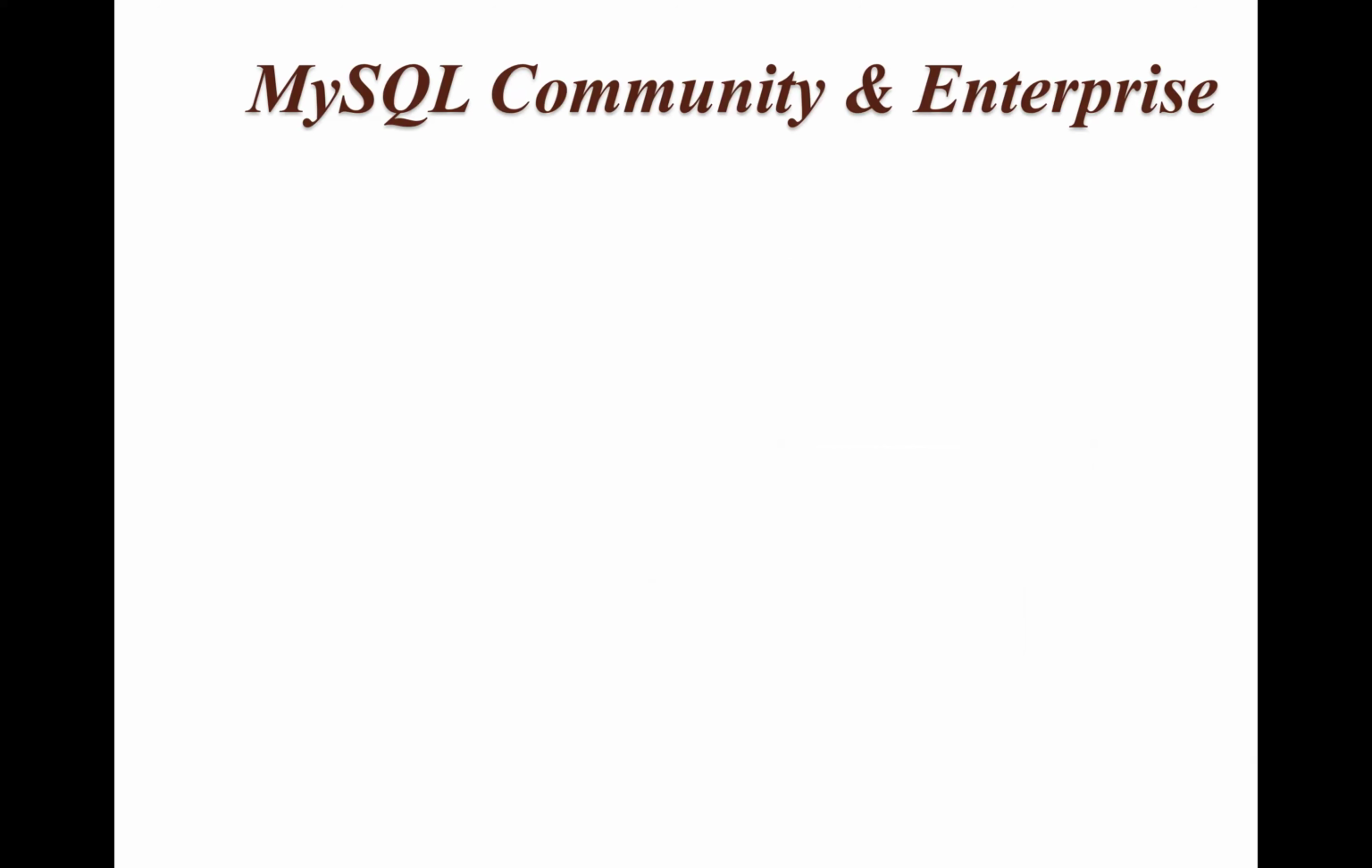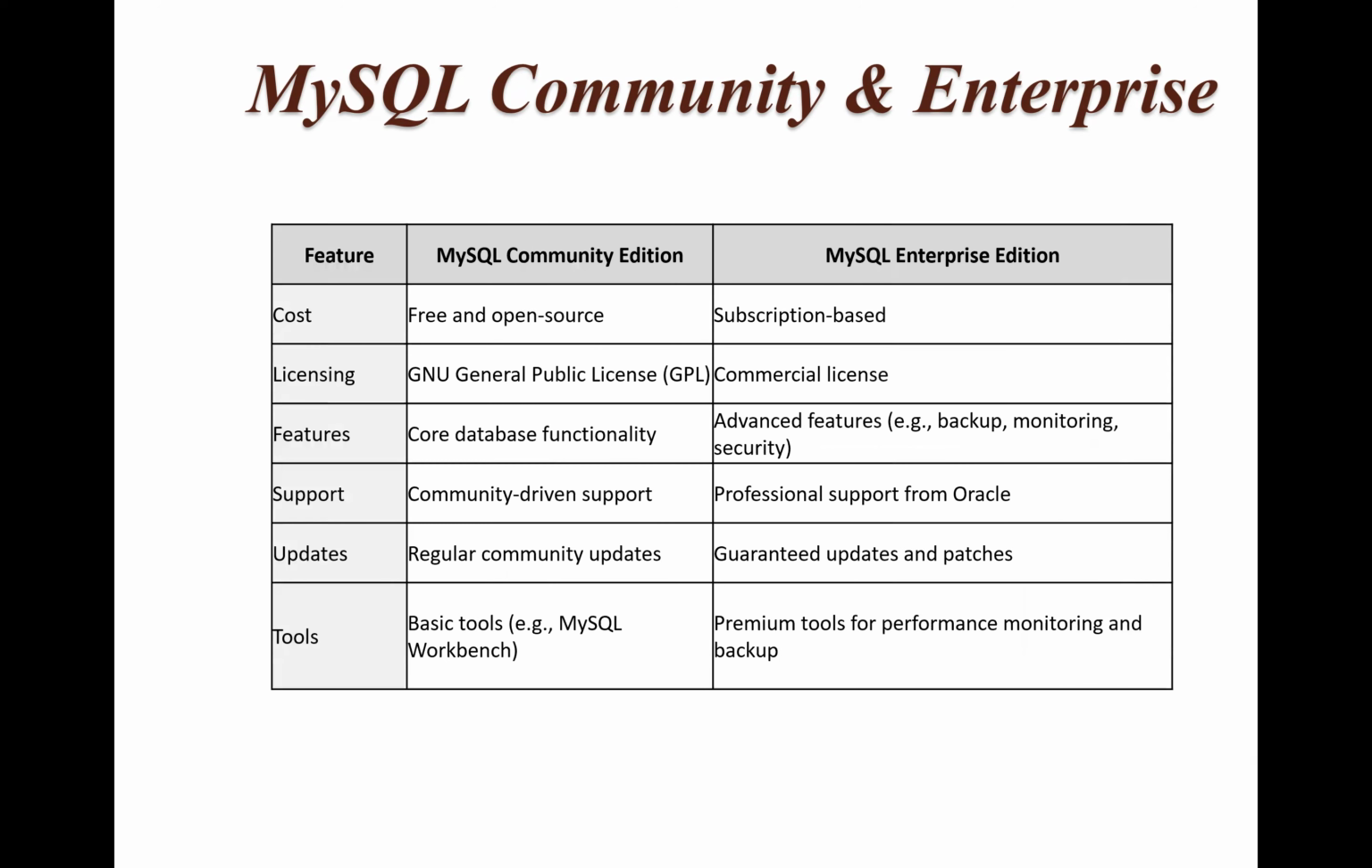Community and Enterprise. As I told in the previous slide, we have the Community and Enterprise editions. We are going to see the small differences. Cost: Community Edition is open source, there is no need to pay anything. Enterprise Edition is subscription based, so based on the subscription, we have to pay and utilize it. Licensing: Community Edition, no commercial license, it is called the General Public License, GPL. Enterprise Edition has a commercial license.